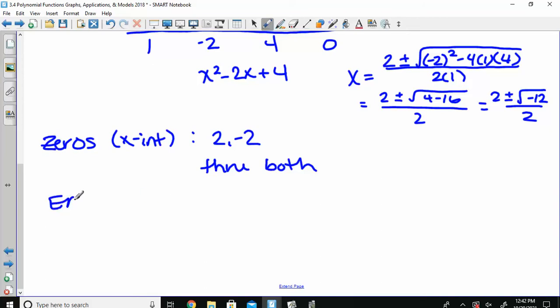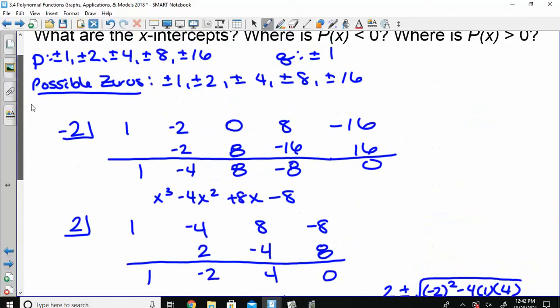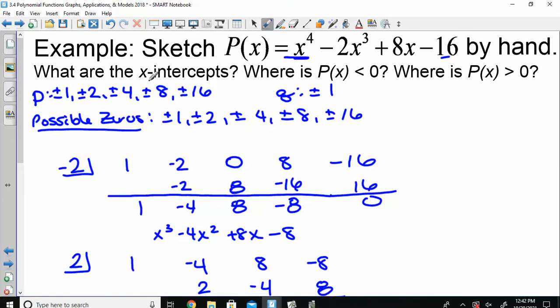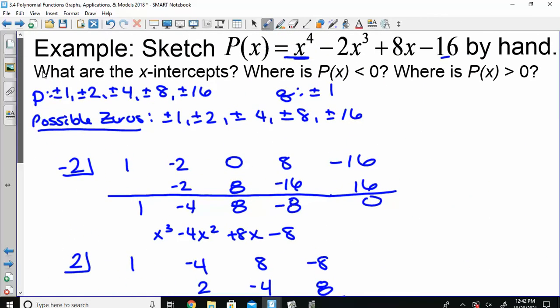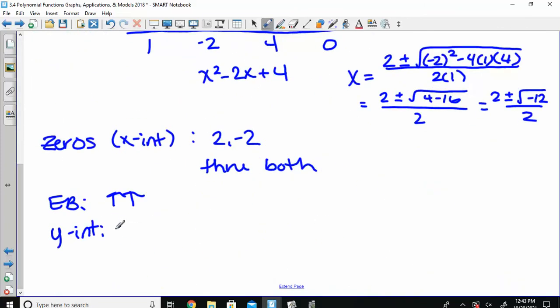Okay, next thing. End behavior. The original graph, we had an x to the 4th. So what should that look like? Up, up. Gonna look like a parabola. My y-intercept. So if I plug in a 0 for all of my x's, what do we get out?